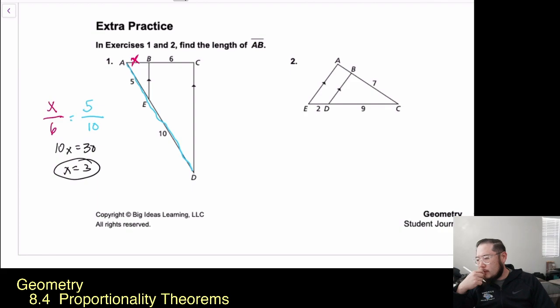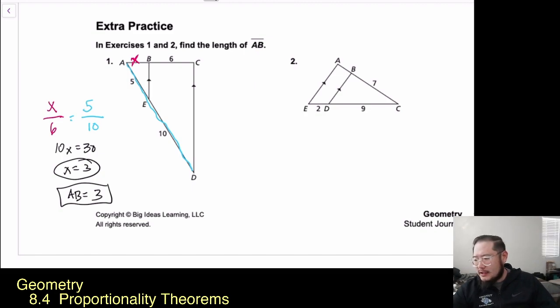Now, always go back and make sure you check that you answered the problem. This problem says find the length of A to B, and sometimes if there's an expression for that segment, then you've got to take x and plug it back in. In this instance, there's nothing really to plug in, so we say AB is equal to 3.